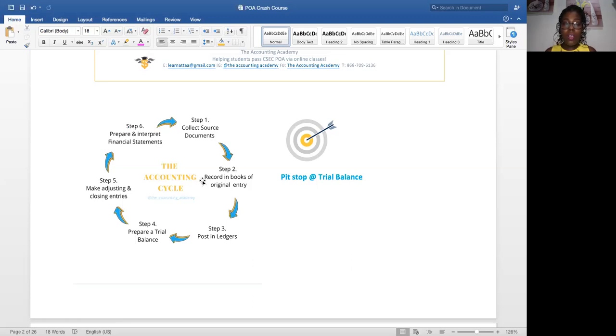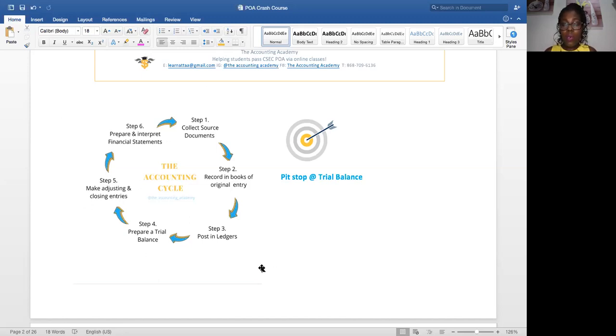So this is the accounting cycle I have on the screen. I have step 1 to 6. Some books have step 1 to 5. However, I've noticed that CSEC or CXC, they ask a lot for the 6 steps, right? So some of the books, they compile or aggregate or put together step 4 and step 5 as one step. But again, I've seen CXC ask many times for the 6 steps.